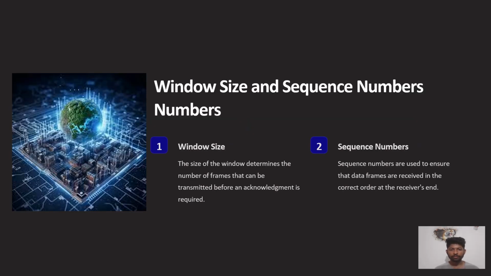So now, the window size and sequence numbers. First, the window size. The size of the window determines the number of frames that can be transmitted before an acknowledgement is required. Second, sequence numbers. Sequence numbers are used to ensure that the data frames are received in the correct order at the receiver's end.